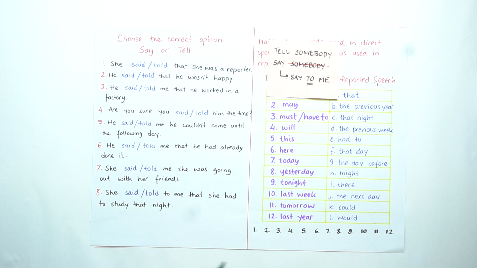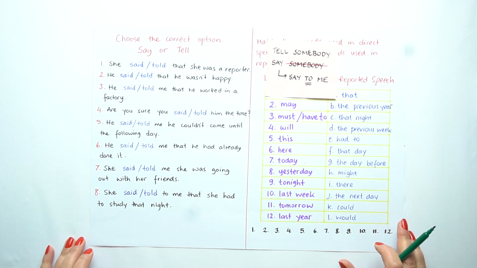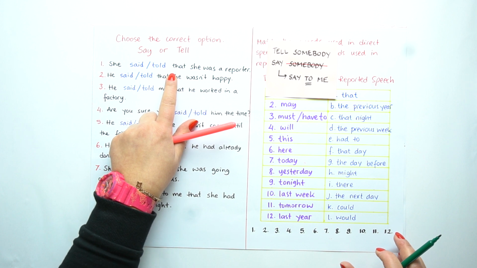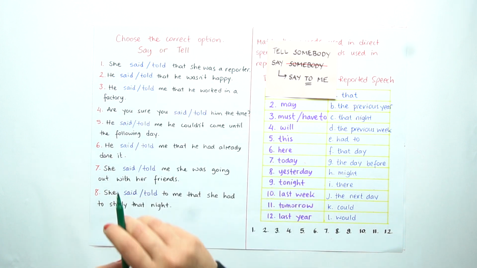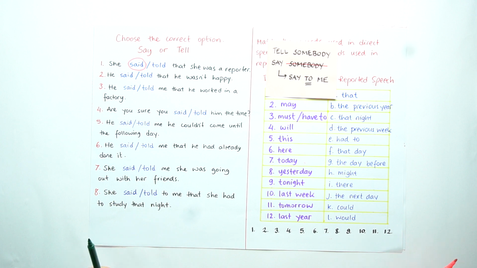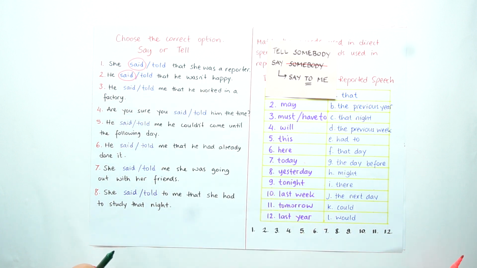She said or told that she was a reporter. Okay? So which one is the correct answer? Let's look at it. Do we have a pronoun here? No. So, what is the correct answer? She said that. Let's circle it. He said or told that he wasn't happy. Again, it's the same with the first one, no pronoun. So, said is the correct answer.